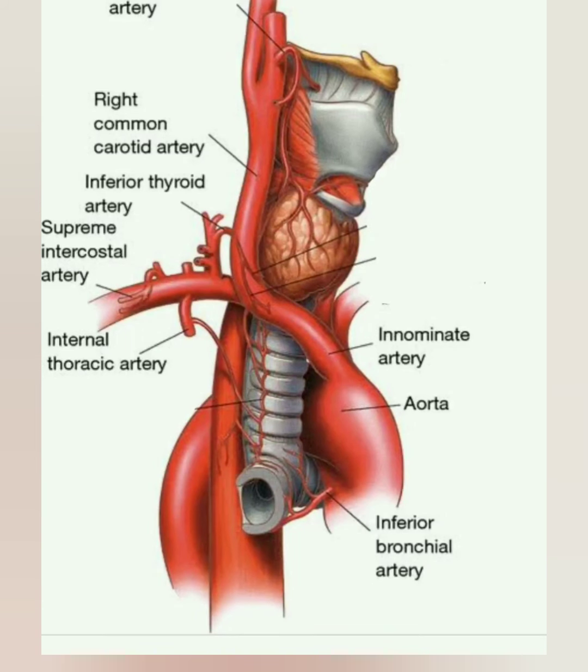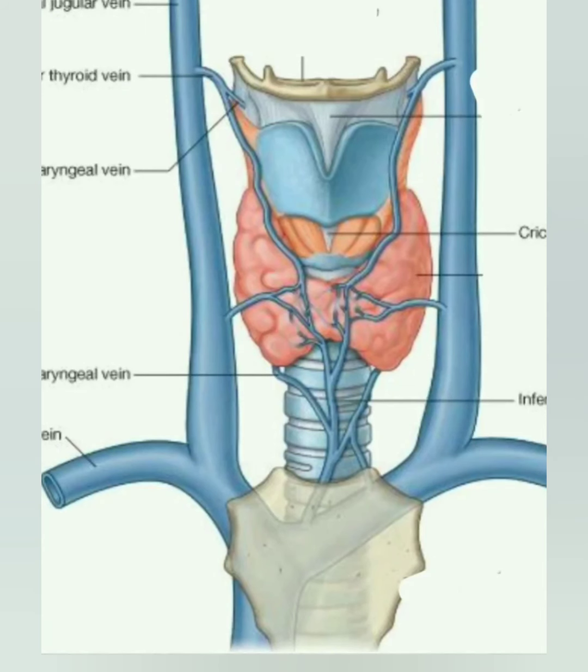Moving on to the blood supply of the trachea. The cervical part of the trachea is mainly supplied by the inferior thyroid arteries, whereas the thoracic part of the trachea is additionally supplied by the bronchial arteries. The tracheal veins drain into the inferior thyroid venous plexus.